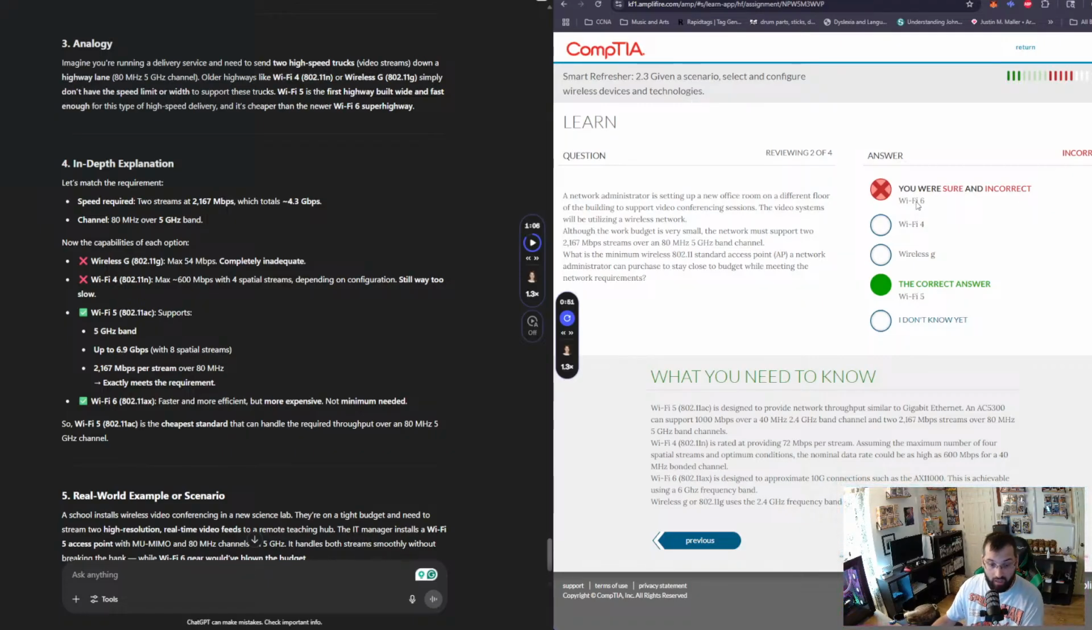And actually, my Eero 7 that I have, the reason it's called Eero 7 is because it uses Wi-Fi 7. Like, if anything, Wi-Fi 5 is almost completely obsolete, and Wi-Fi 6 is the standard, and Wi-Fi 7 is the premium.